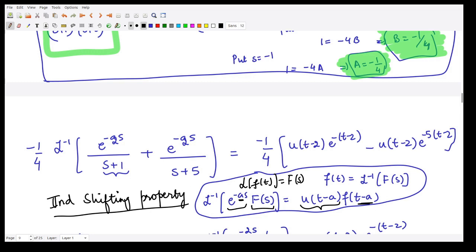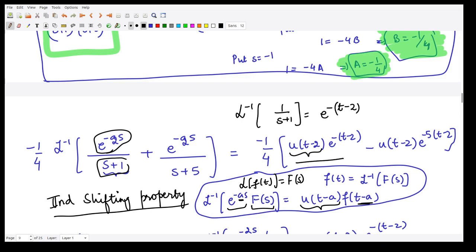So using that, because we know the inverse Laplace transform of 1 by s plus 1 is equal to e to the power minus t, and because you have this term over here, whatever is your answer, you multiply that by the unit step function displaced by 2 units, and instead of t you will write t minus 2 over here. So this is how you obtain this expression.